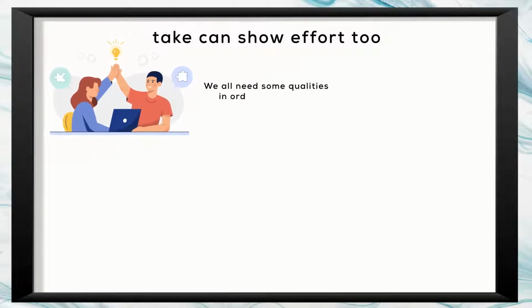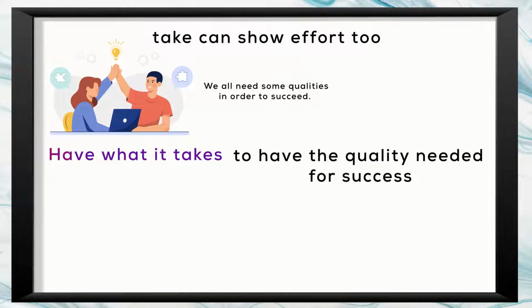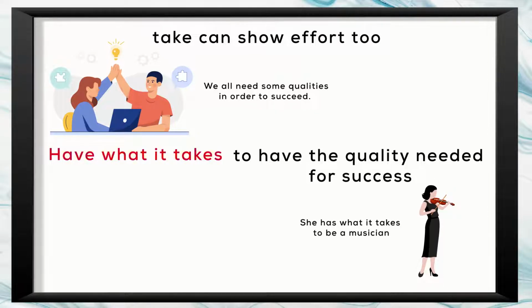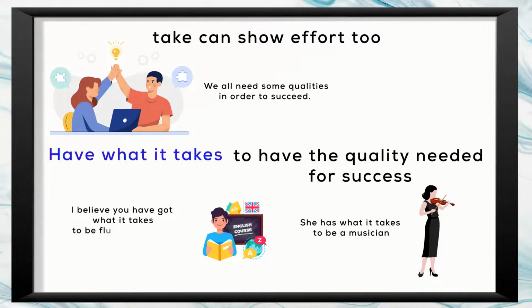As I mentioned previously in this video, take can show effort too. We all need some qualities in order to succeed. Have what it takes is a quite informal expression meaning to have the quality needed for success. Let's see how it's used in different sentences. She has what it takes to be a musician. It means she's talented, she's qualified. I believe you have got what it takes to be fluent in English. It takes a little courage and practice.